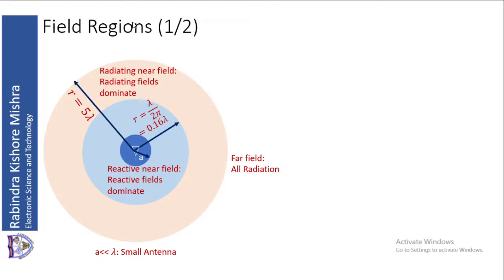Then beyond this, as you keep on moving away, if R is greater than 5 lambda, then that field is called the radiating field or far field. So these are near fields. Then the region away from R equal to 5 lambda is called the far field. So this is for a small antenna.